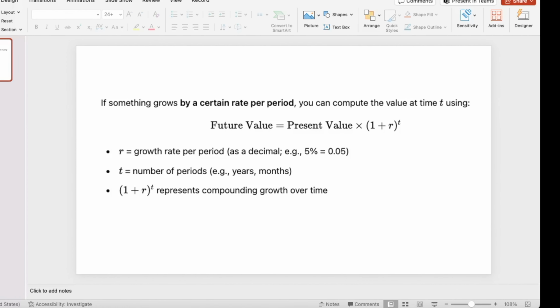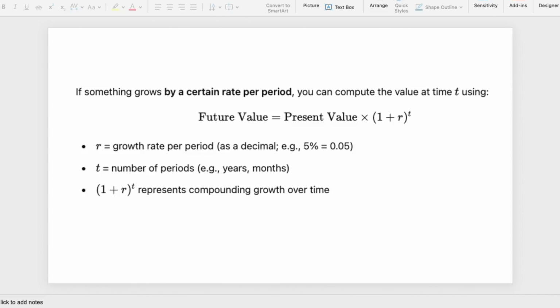Let me show you the power of compound growth using an ETF that has historically grown 5 times in 10 years. We will start with the basic compound growth formula, which helps you calculate what your initial investment could become over time, given a fixed annual growth rate.